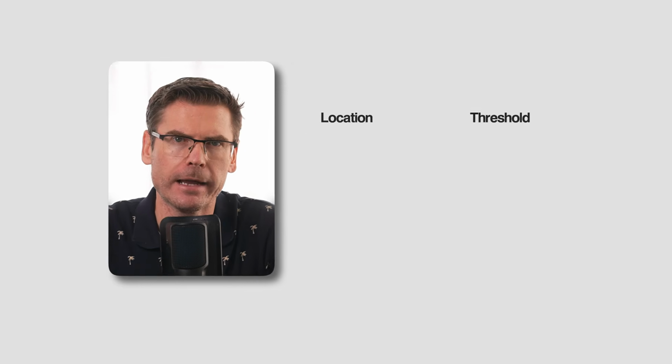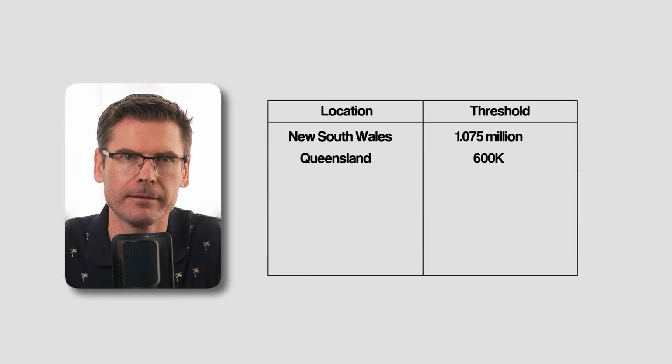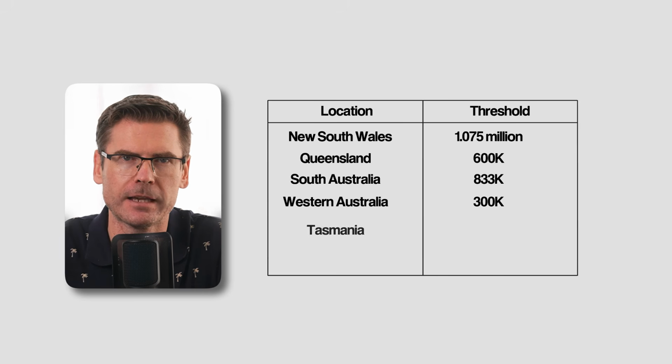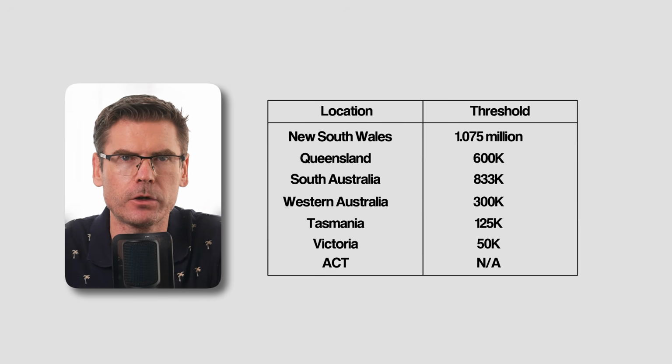Now the rates vary by state, and the thresholds are very different, which matters enormously depending on where you are buying. In New South Wales, the threshold sits at 1.075 million. In Queensland, it's 600k. South Australia, 833, and WA is 300k. Tasmania is 125k. And then there is Victoria, where the threshold is only 50k. The ACT has no threshold at all, so every dollar of investment land value is assessed. The Northern Territory has no land tax at all.